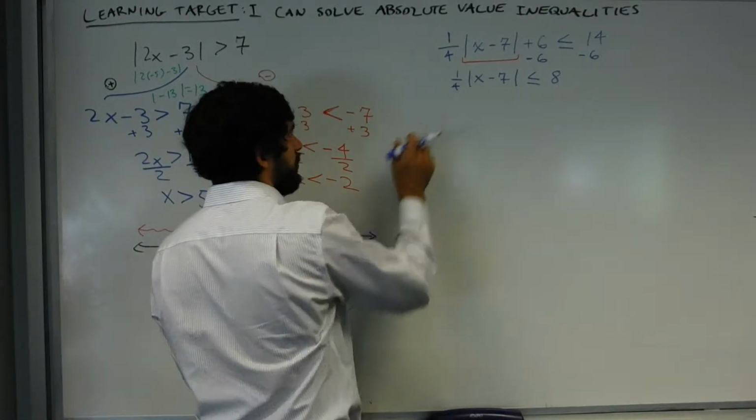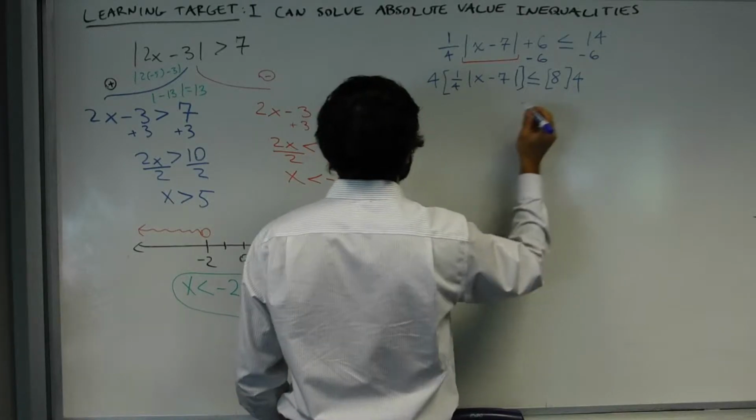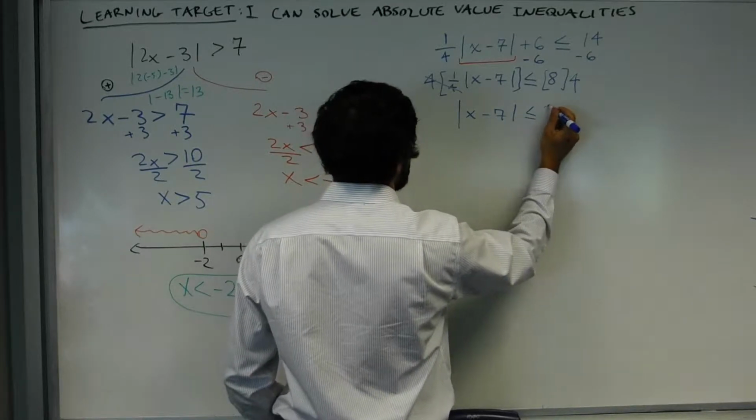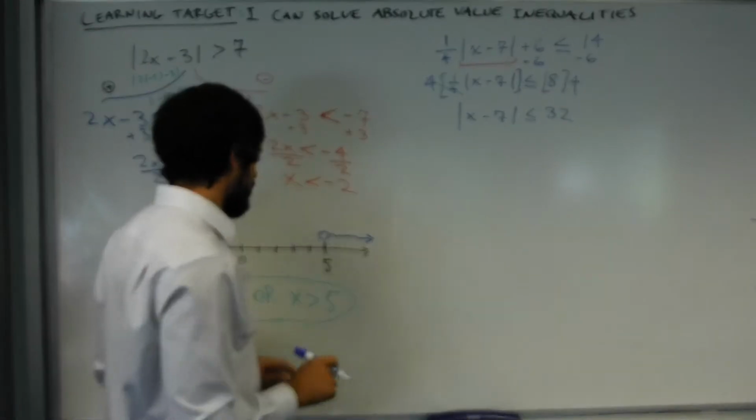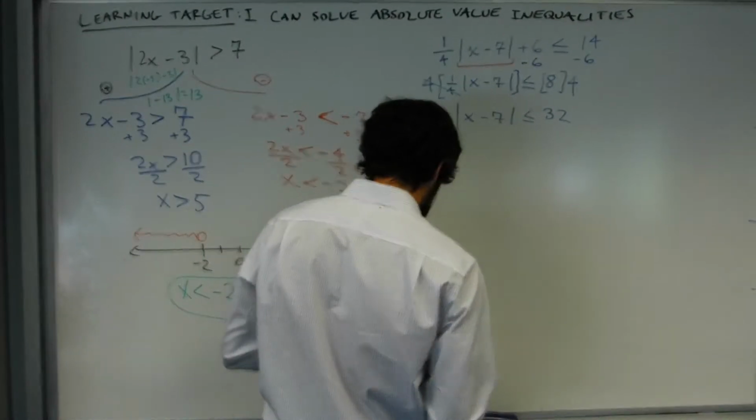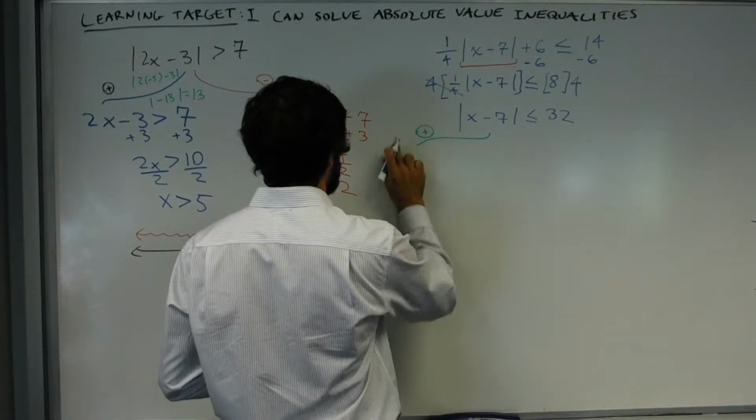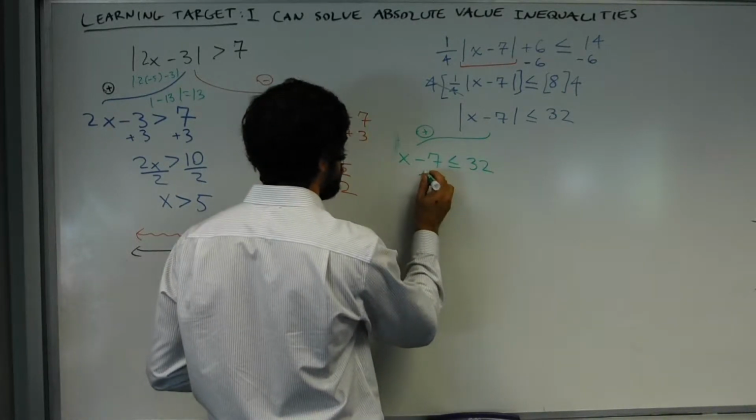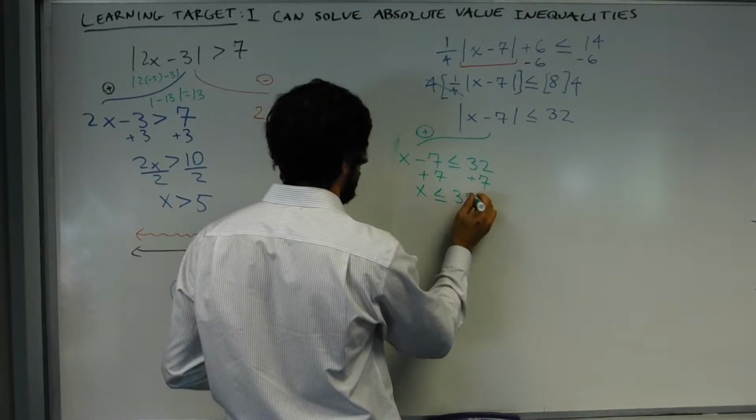Then we have to get rid of this 1/4. So we multiply each side by 4. These will cancel out, and we'll get absolute value of x minus 7 is less than or equal to 32. So now we're in business. Now we have the absolute value isolated. Now we are going to split it into the positive and the negative case. This time I'll do the positive case in green. x minus 7 is less than or equal to 32. We add 7 to each side. We get x is less than or equal to 39.